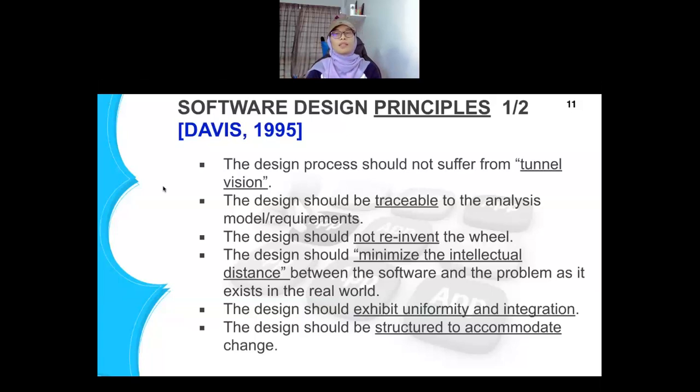The design should be traceable to the analysis model requirement. So by looking at the design, it can be traced to the analysis from the user requirement, or the requirement from the requirement engineering before. What is the requirement, and you can see it in the design. That means traceable, you can track. The design should not reinvent the wheel. How I want to explain, the design should not reinvent.